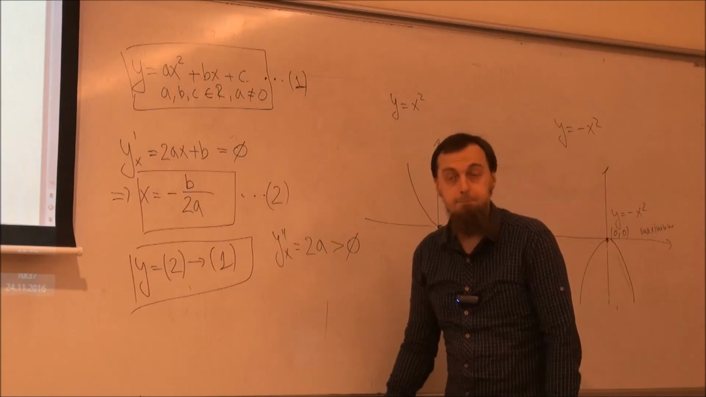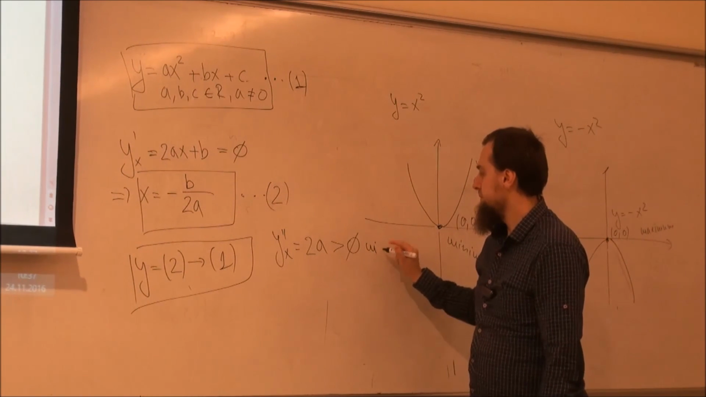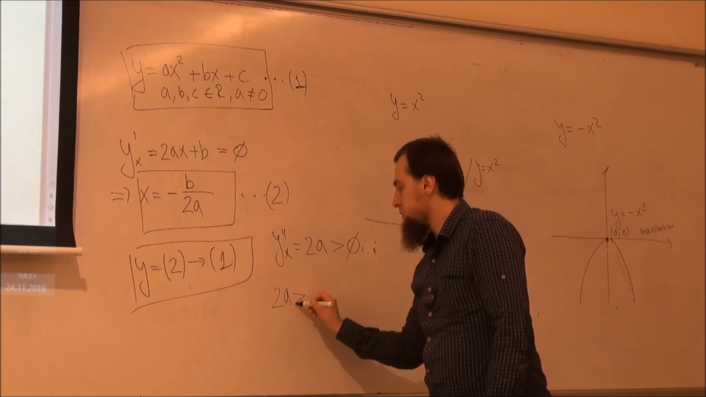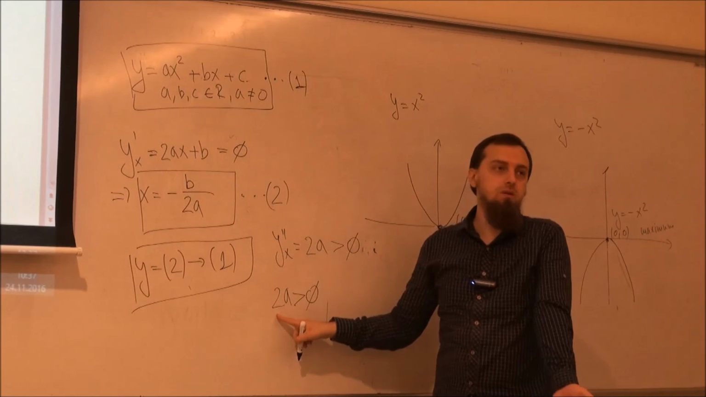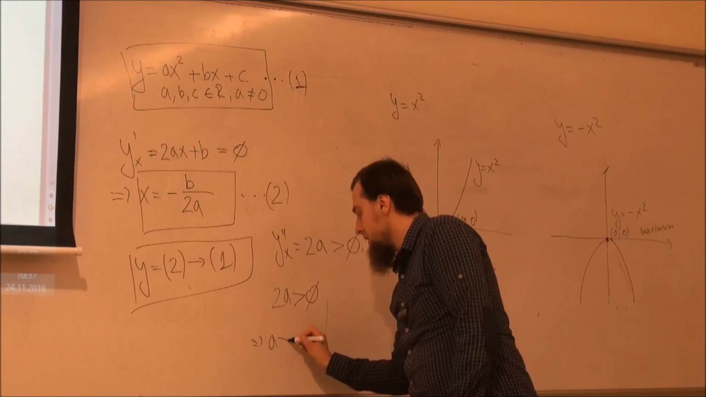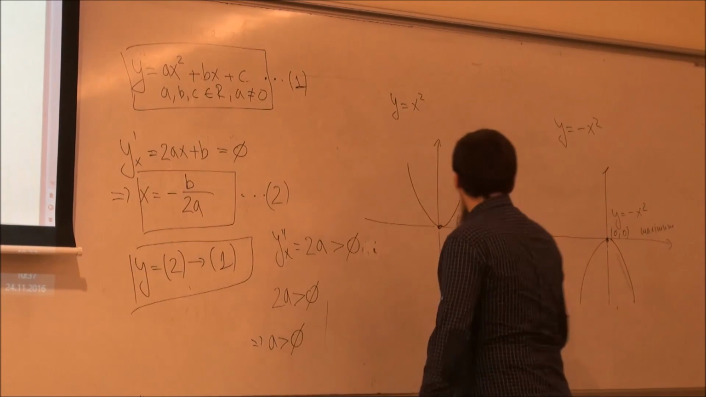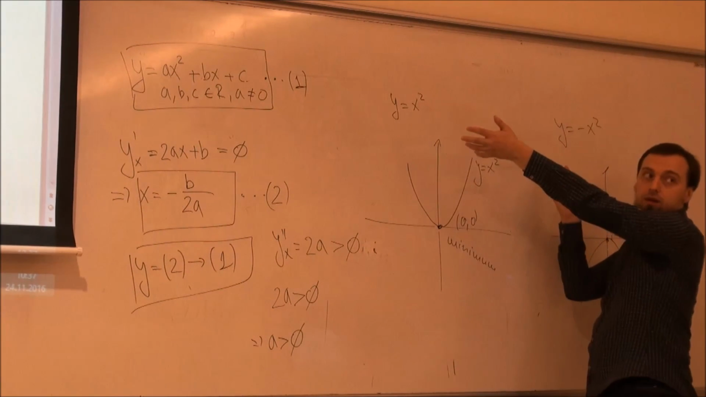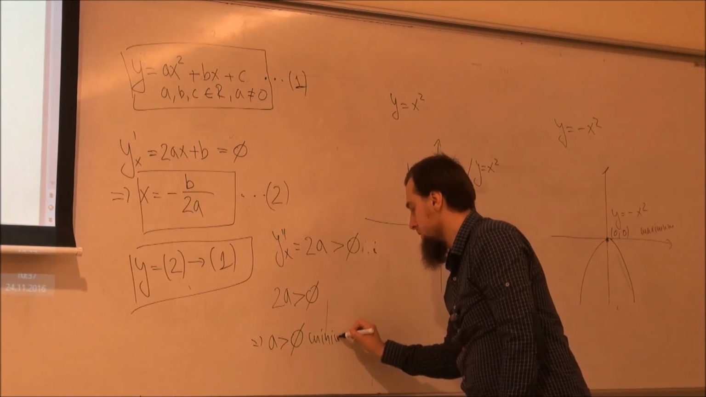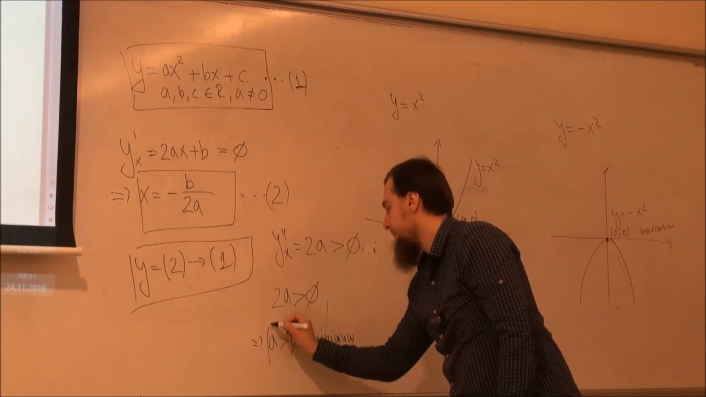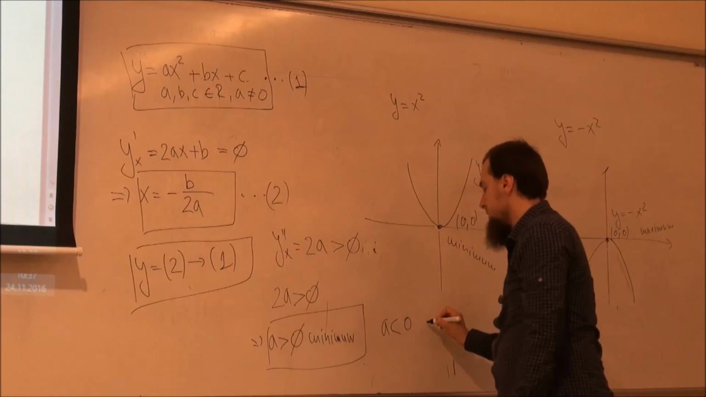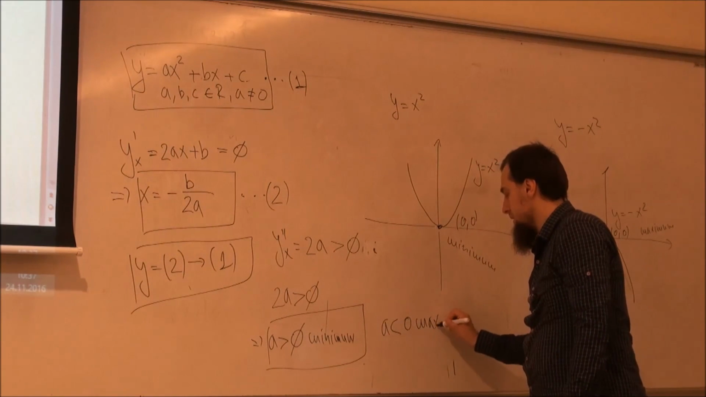we have a minimum. Exactly. So 2a is greater than 0, but 2 is always greater than 0, meaning that a should be greater than 0. If a is greater than 0, basically the parabola is turned like this, so we have a minimum. Otherwise, if a is smaller than 0, we have a maximum.